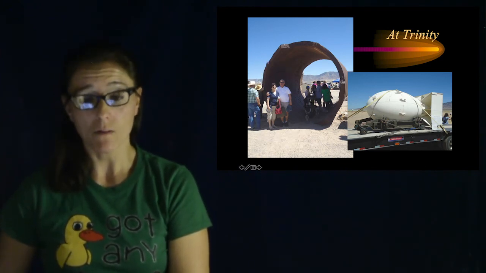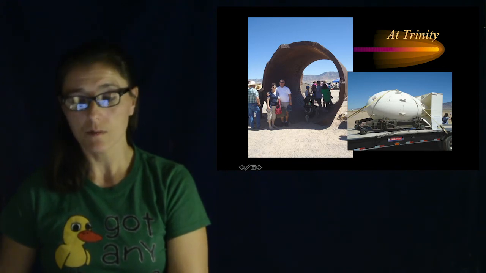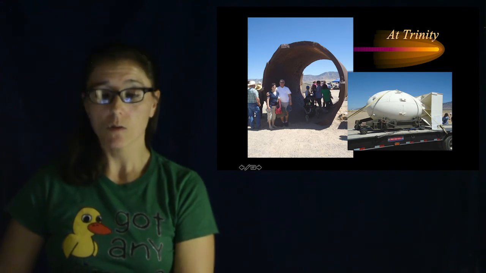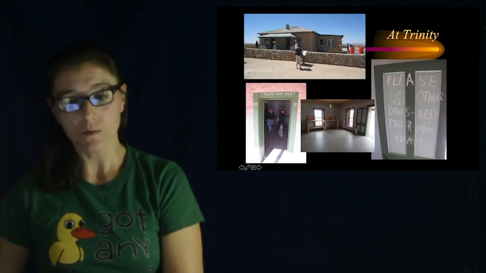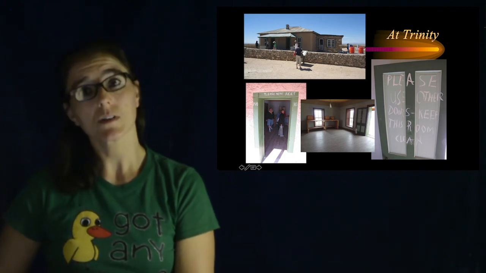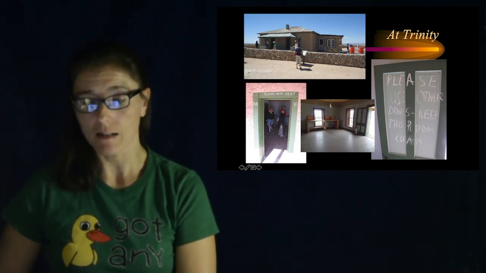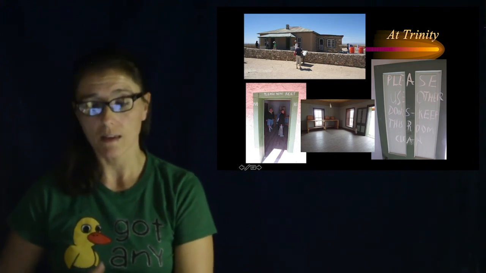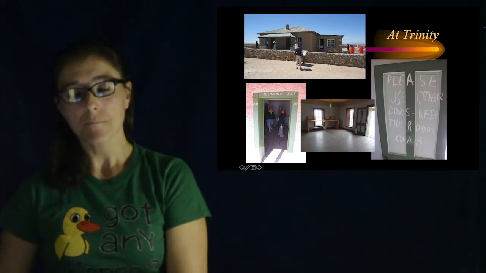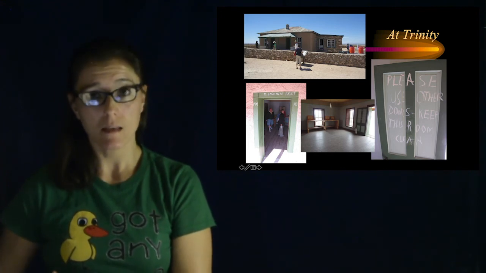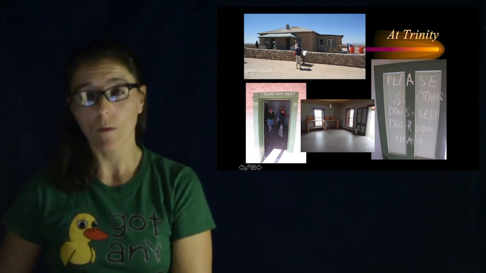There's also a model there of the bombs, the Fat Man bomb and the Little Boy bomb. You can go visit the McDonald Ranch House, which they have painted and tried to preserve all of the original things that scientists had written, like please use other doors, keep this room clean, and please wipe feet, no shoes. You know, they haven't changed it much beyond keeping the paint looking the way it did back then.